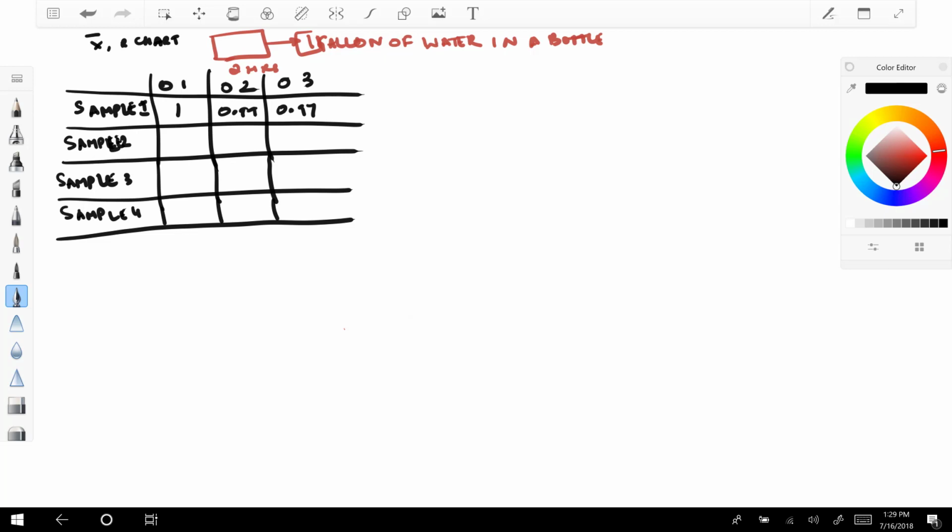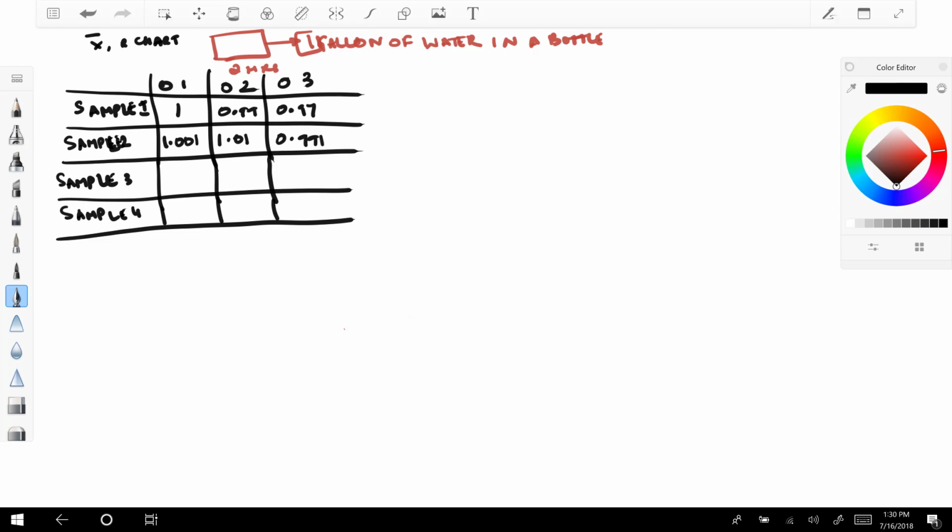For the second sample we observe that the first bottle is filled with 1.001, the second bottle is 1.01, and the third bottle is 0.991.